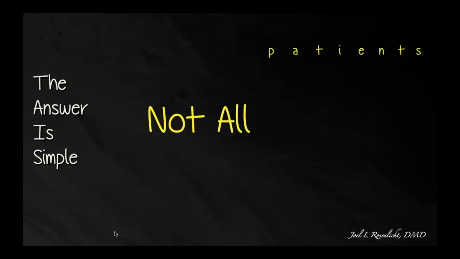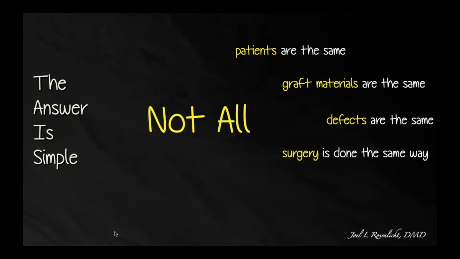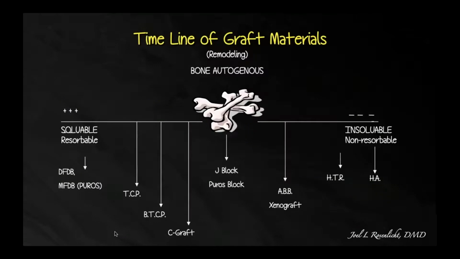I look at it as not all patients are the same. We just talked about that. Not all graft materials are the same. We'll talk about that in just a second now. Not all defects are the same, so we treat them differently. Surgery is not always done the same way by different practitioners. And most importantly, surgeons don't see things always the same way. Okay? So I think that that's important to recognize.